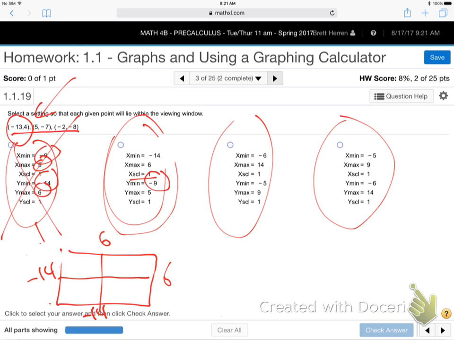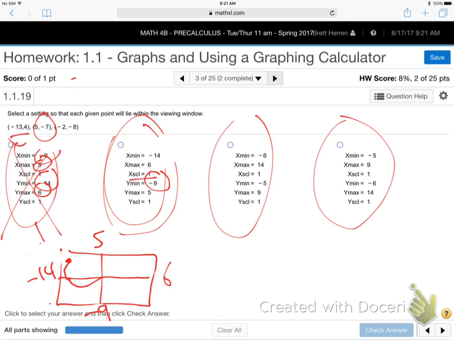So -9 on the y. Erase these. So -9 on the y and +5. So would that window work for all these points? Back 13, up 4. Will that one be in the window? That one works, right? Back 13, up 4 would be about right there, wouldn't it? That'd be in the window.